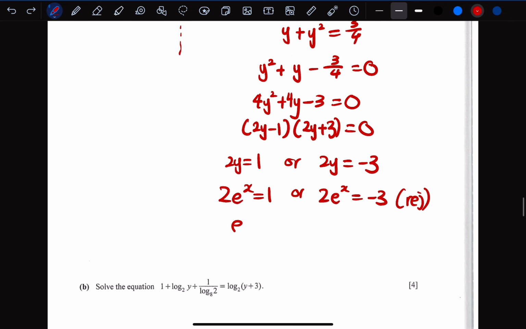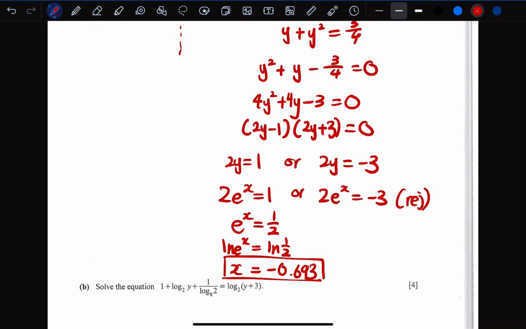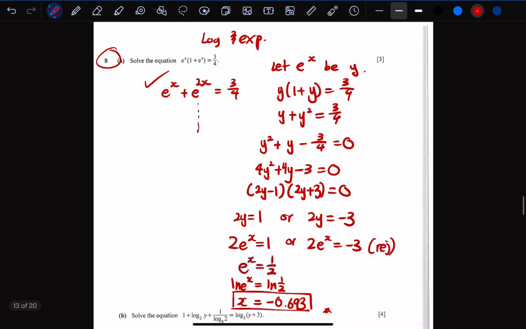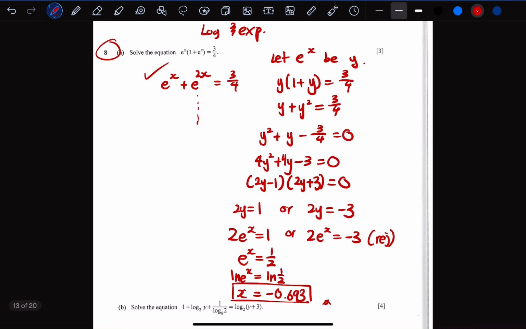Afterwards, over here, we just solve for e to the power of x, which is just half. We ln both sides. So it's ln half. And we get our x to just be ln half, which if you press on your calculator, you will just get it to be negative 0.693. And that is your final answer. Okay. Should be very straightforward. So it's just quadratic, recognizing it's quadratic, solving, and then solving your exponents.